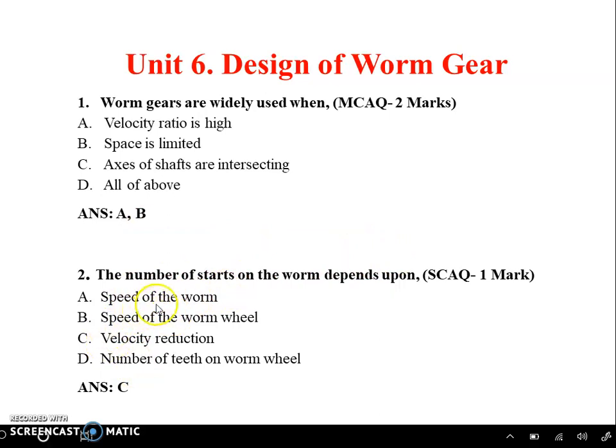The speed of worm wheel is irrespective of the number of starts, because I is mainly important in case of ratio Z2 upon Z1. So number of teeth on worm wheel is also not related with the number of starts. This is independent, but velocity reduction is required. So let us come to next MCQ here.